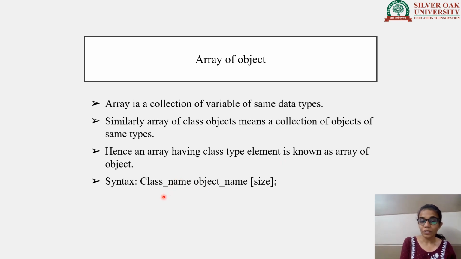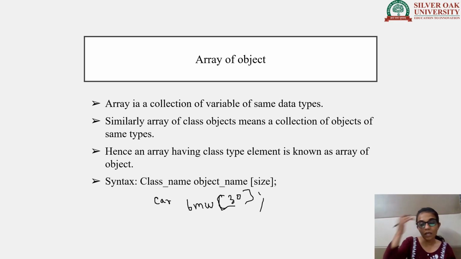So this is the syntax: class name, object name, and the size. Class name means, suppose, we are going with one example only, Car. The object name, say, is BMW, and I want those objects to have size 30. So I will write it like this: Car BMW[30]. That means 30 objects of the BMW car will be created. Let's see how to declare this in the next slide.